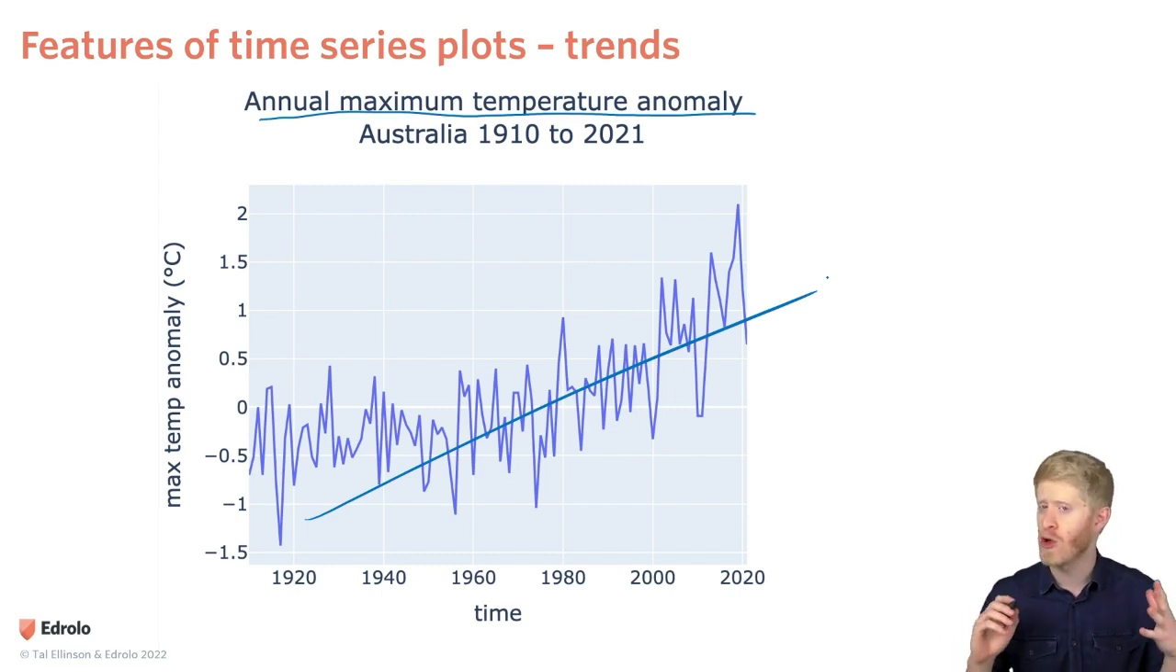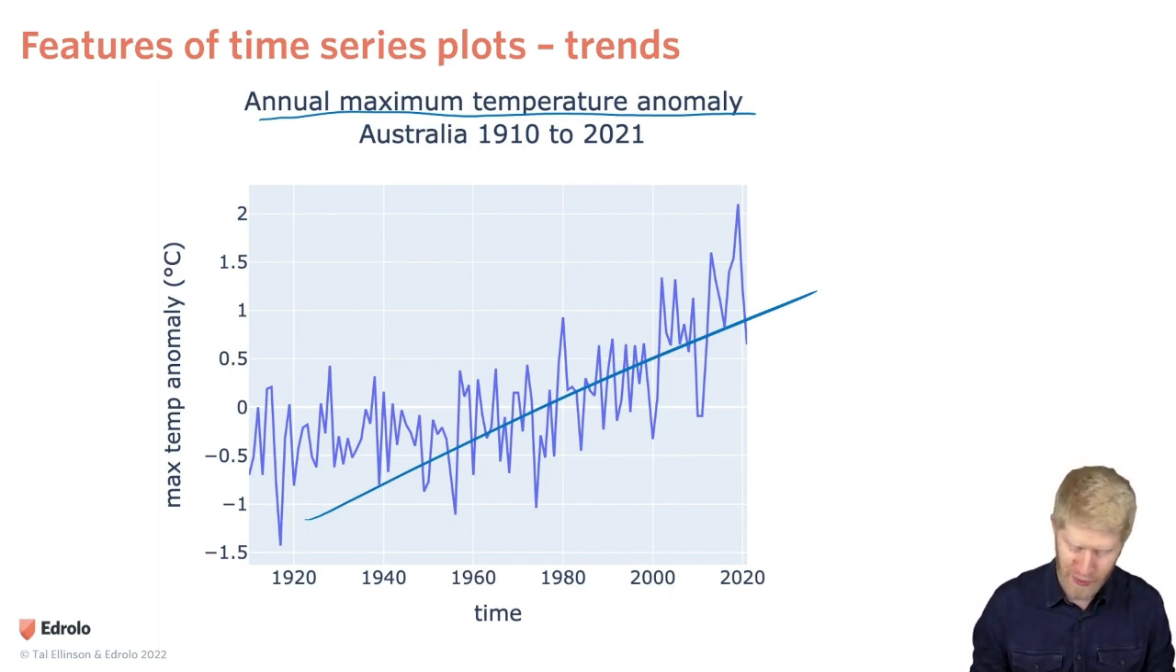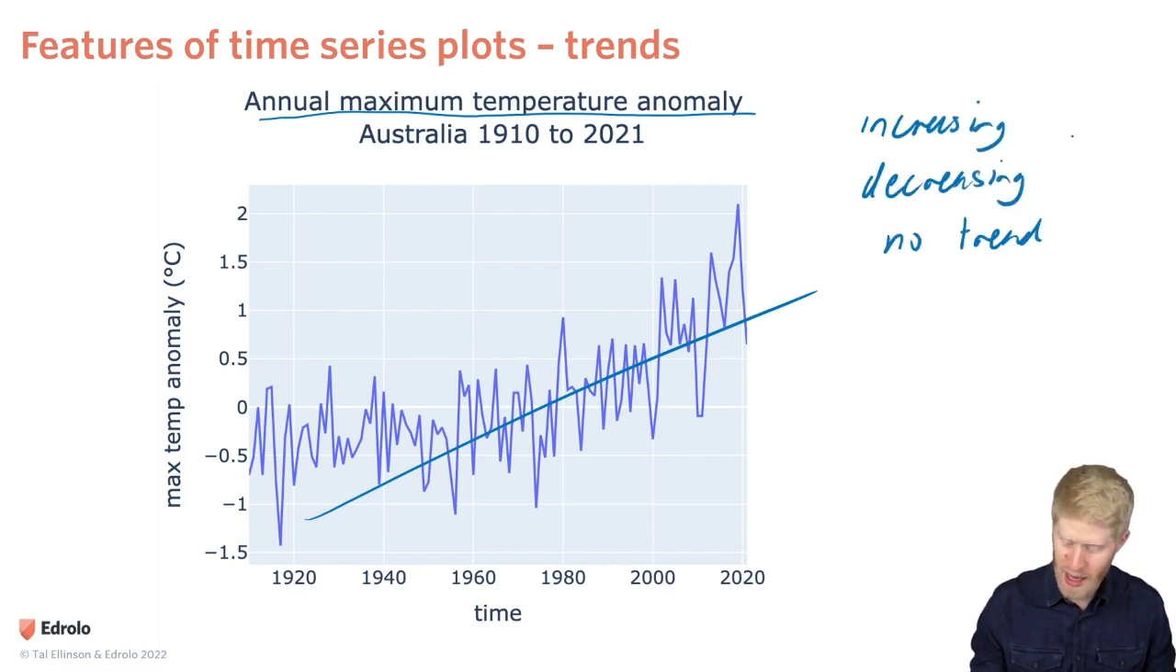A trend is a long-term direction in a time series graph, and we can either call it increasing, or we can call it decreasing, or we can say there is no trend. In this case, we're walking to the right, we're walking up, so we're definitely increasing.